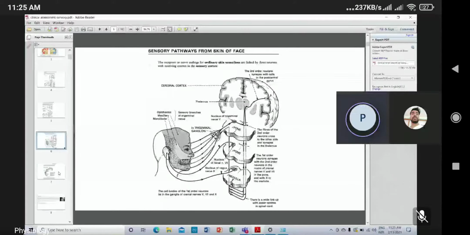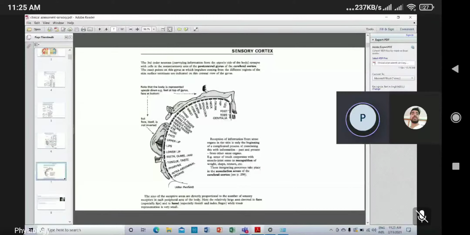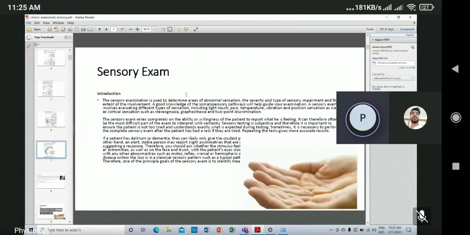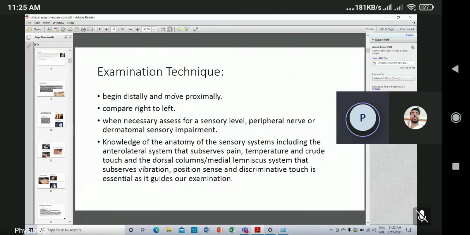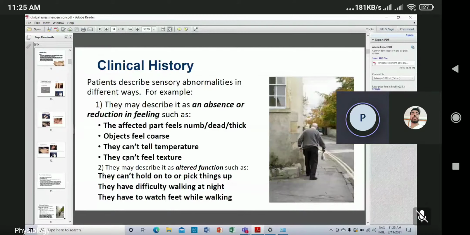Then you have to know about the somatosensory cortex. Then we have to know how we examine a patient and what complaints the patient will come up with. The patient will come up with varied kinds of problems like these. Then we divide the examination of the sensations under three headings: superficial sensations, deep sensation, and cortical sensation.